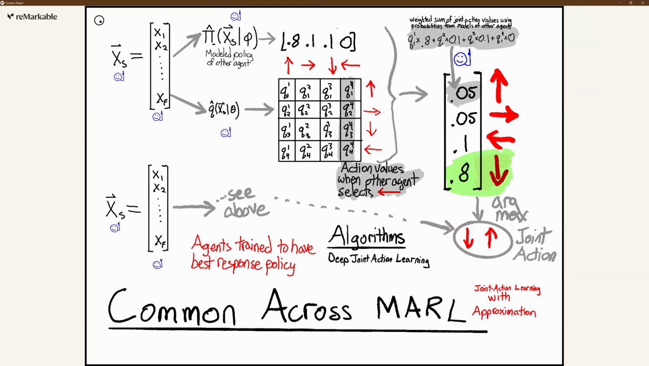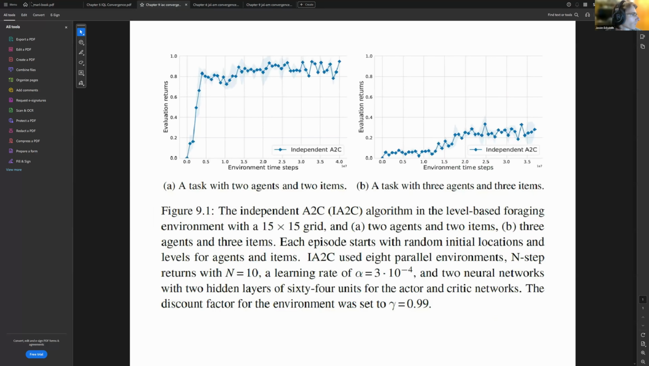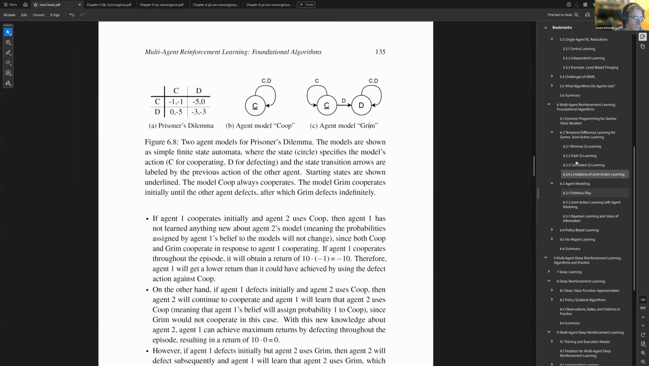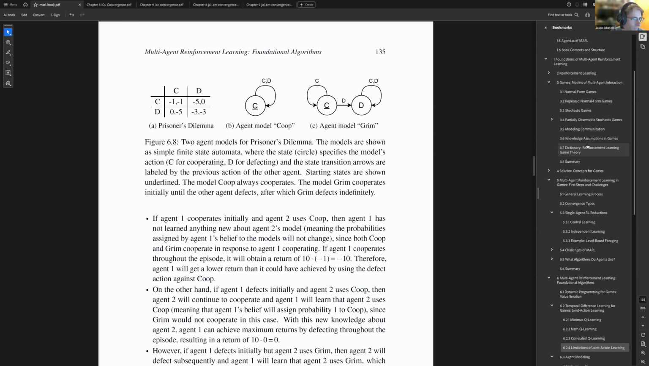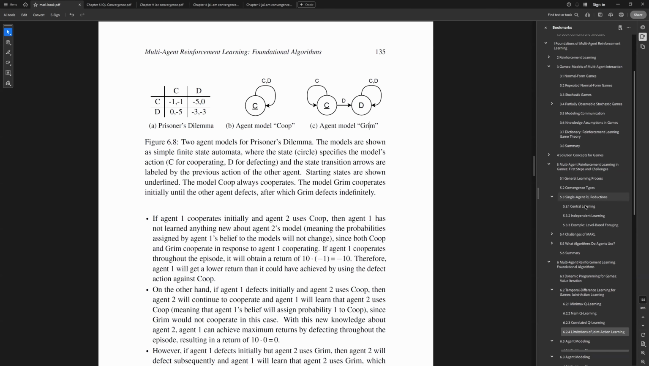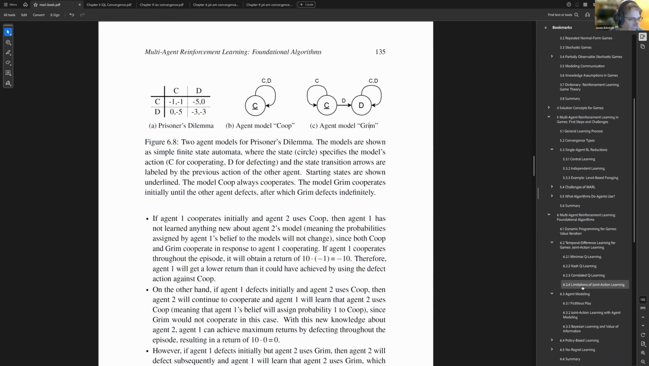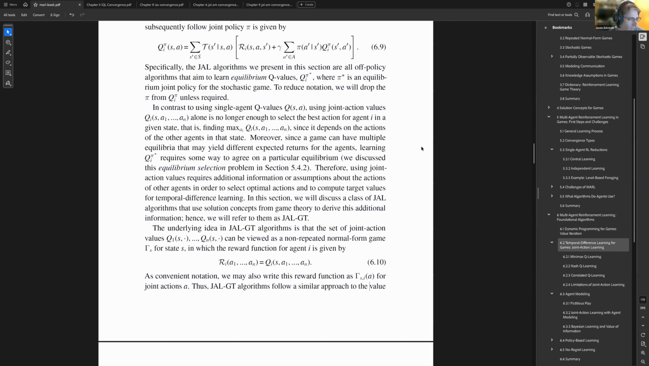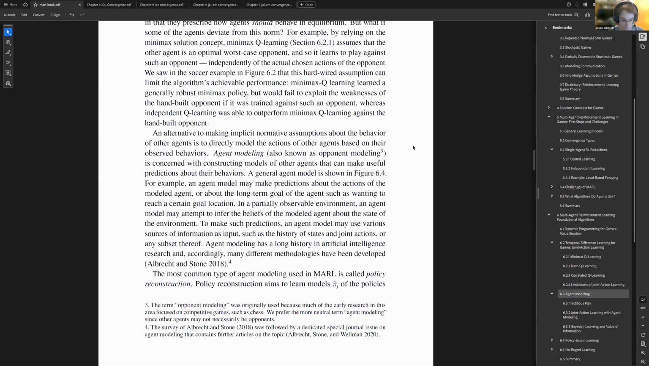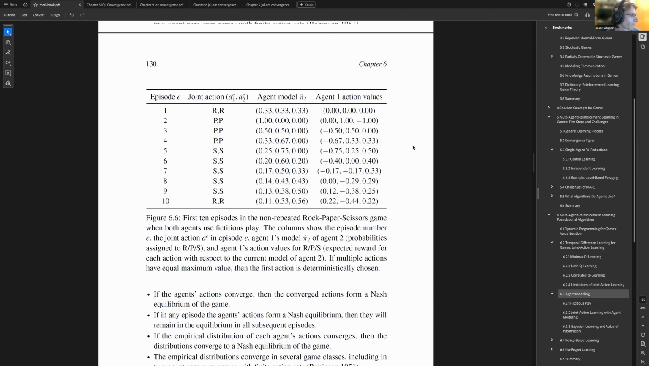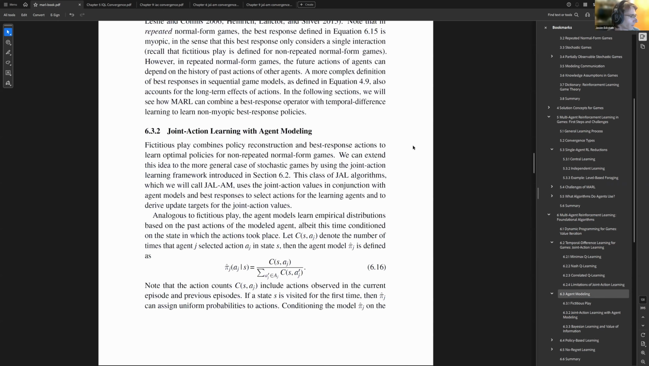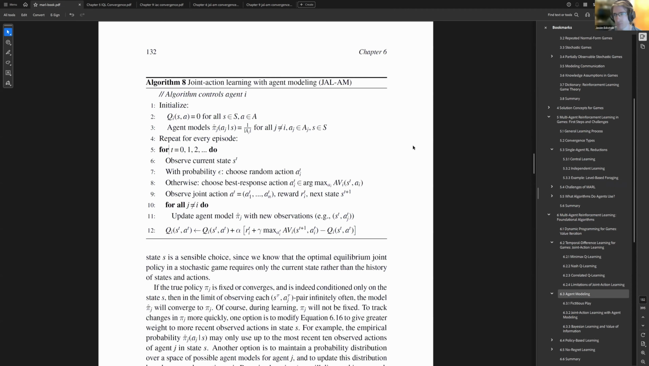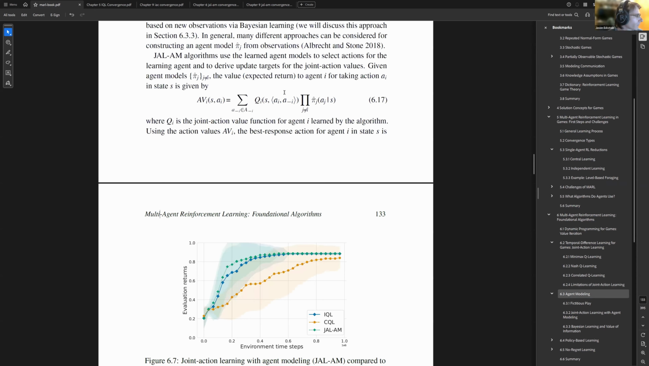Okay. But we can look at the book and get a little more concrete about how this works with agent modeling. Just to remind people, there is a video of these older meetings too, if you want to look. This is what we looked at in chapter 6, joint action learning. This was with tabular learning, but here we had joint action learning with agent modeling. It was the same idea, just without approximation functions. Here we're just using tables.